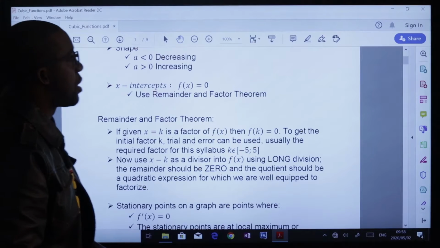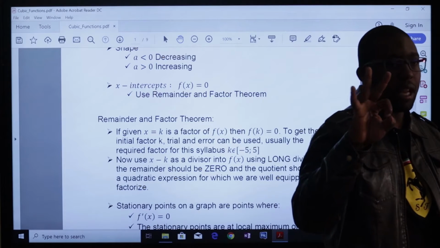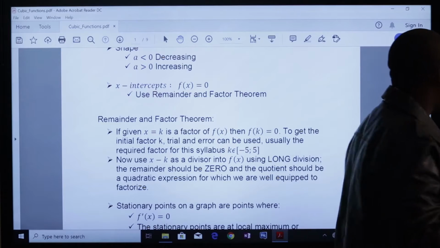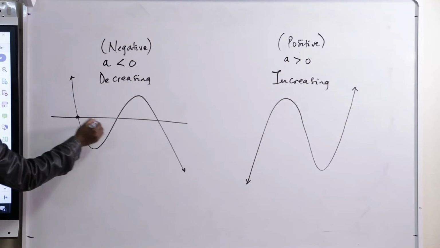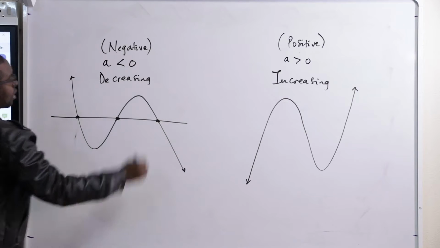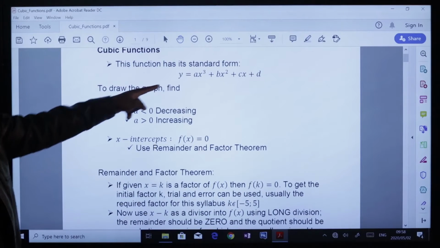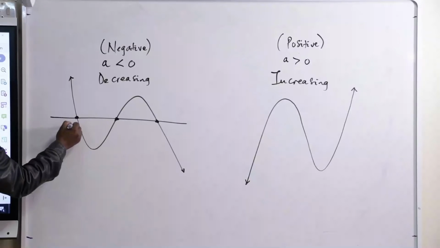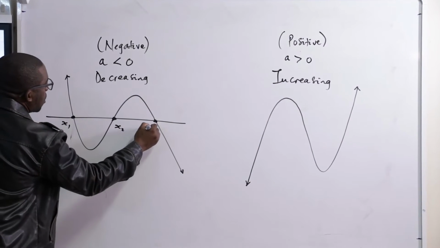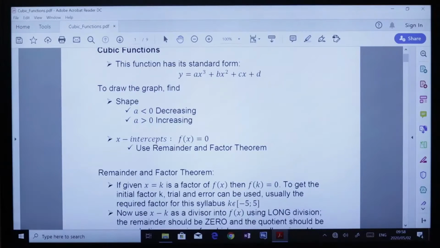The x-intercepts are the points where the graph cuts the x-axis. It should have a maximum of 3 x values. So, if it cuts at those points, that's 1, 2, 3. Hence you always see the function with x cubed. It implies that it will have a maximum of 3 x-intercepts. That's the maximum. Sometimes it can have 2.